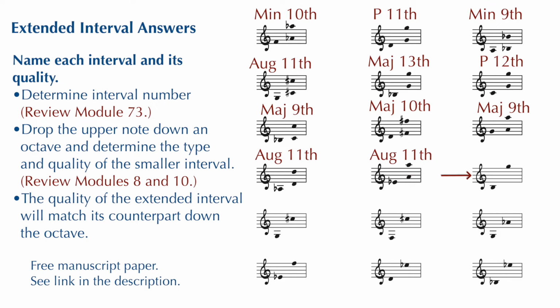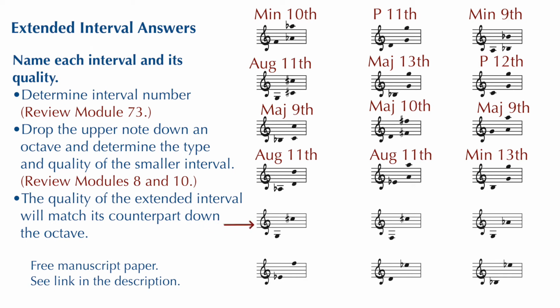Number 12, B below the staff to G on top of the staff. This is going to be some sort of 13th. Take that upper G and lower it an octave, and we have the interval of a minor sixth. So the extended interval is a minor 13th.